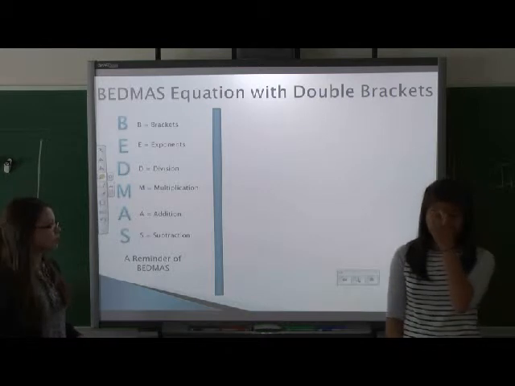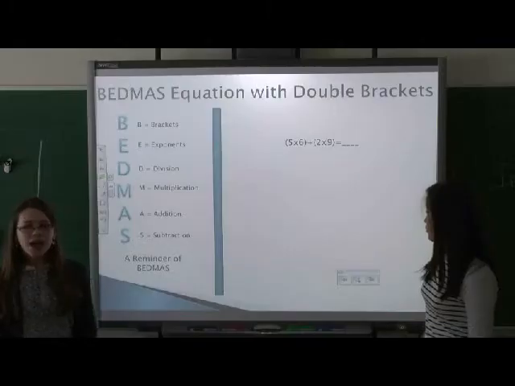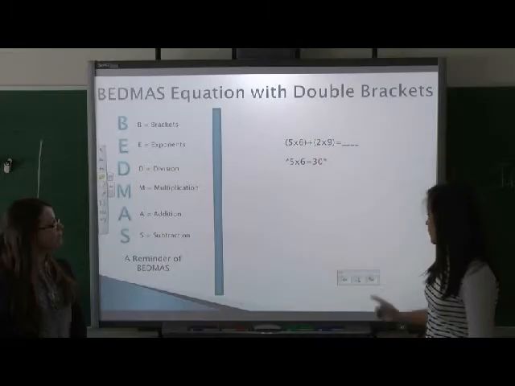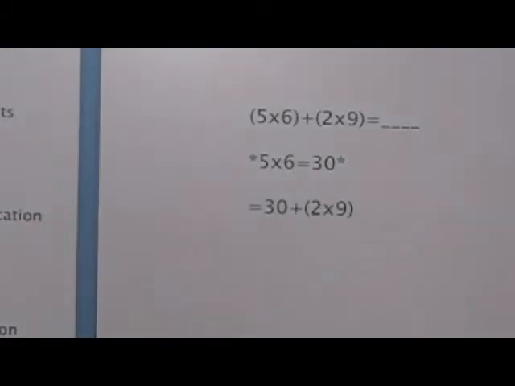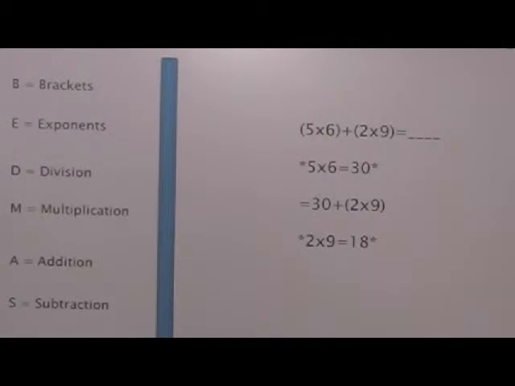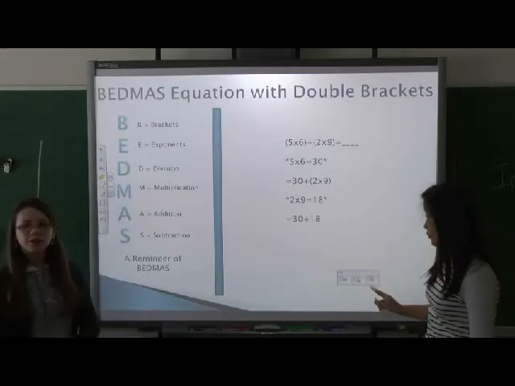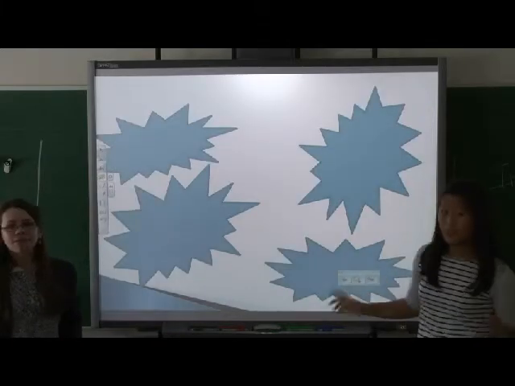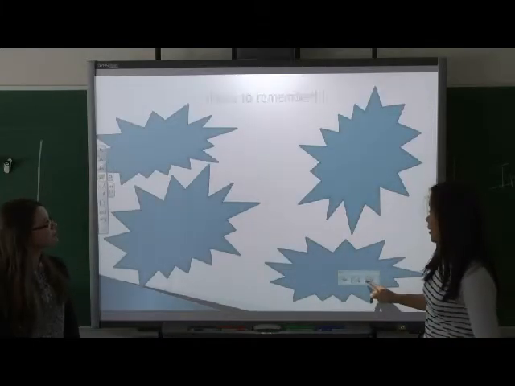And now we'll be doing double brackets. The equation is (5 times 6) plus (2 times 9), and you do the first bracket first. So 5 times 6 equals 30. And then you do the next bracket, because the answer is no longer in brackets anymore. And 2 times 9 equals 18. And now we're left with 30 plus 18, which equals 48. So that's the answer.